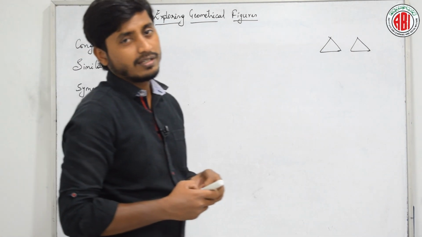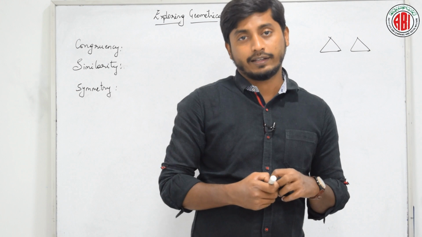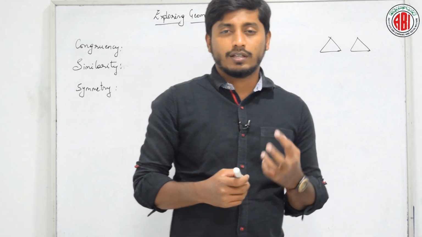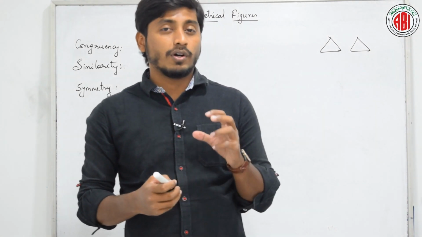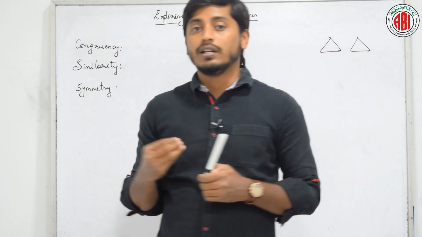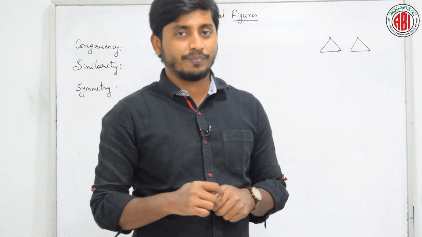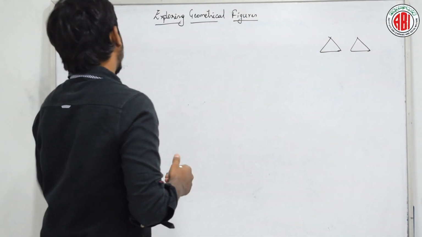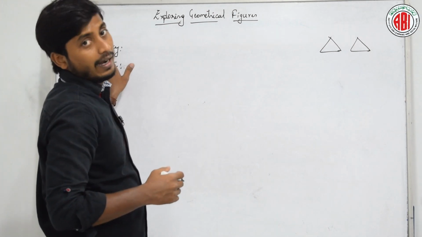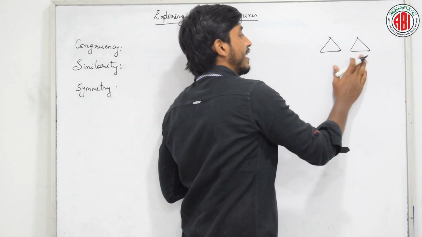What is this congruency? When are two shapes said to be congruent? We have learned the term congruency in different contexts. Today we are going to learn the term congruency in our geometry. See here, congruency clearly tells that both the shapes, both the figures should have the same shape.